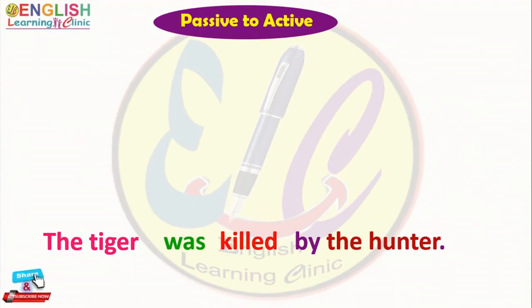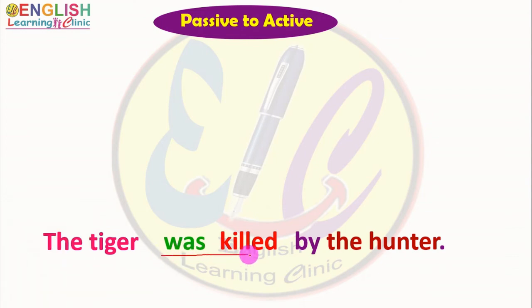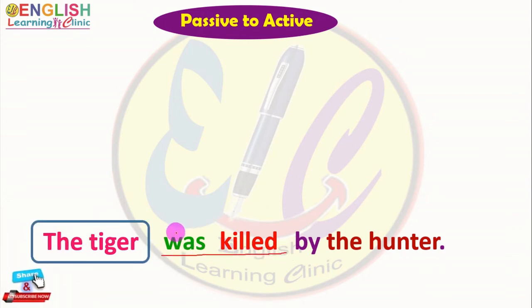That is how to change the passive form of the verb in an assertive sentence to its active form. Look at this sentence. The tiger was killed by the hunter. First judge whether the verb is in active voice or passive voice. The verb form clearly shows that it is the be verb and next the third form of the main verb. So the verb form is in passive voice.